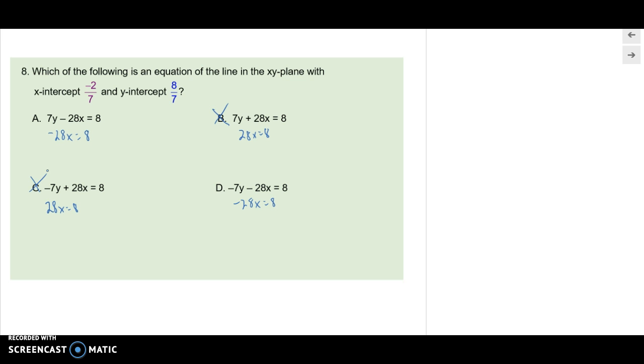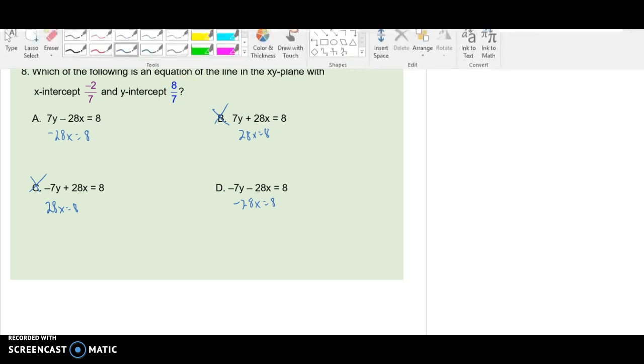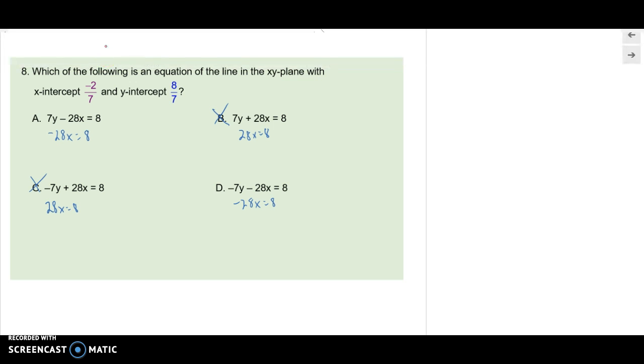Now, if I'm looking for the y-intercept, I'm going to do this in a different color. For the y-intercept, we're looking for x equal to 0. So in this case, I'm going to have 7y equals 8. And down here, I have negative 7y equals 8. Now, that one would be relatively easy to solve. I just divide by 7. But it would have to be A, because that will give me a positive 8/7 versus choice D, which gives me a negative 8/7.